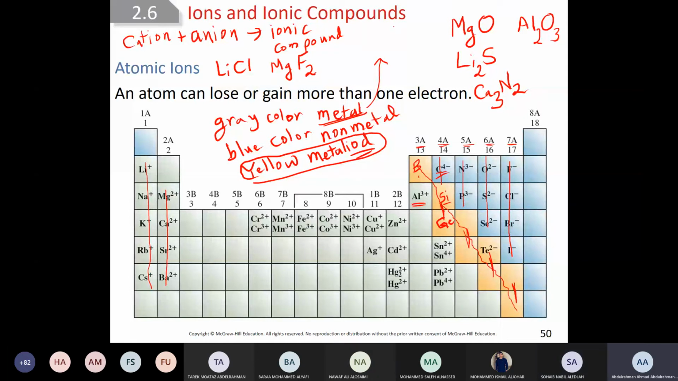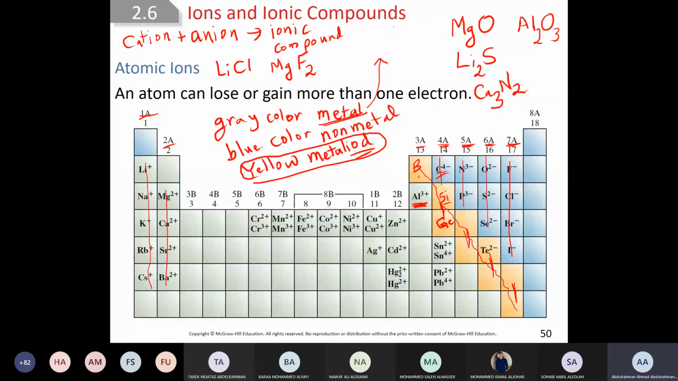Don't give me an exam on the charges. You have to memorize all these charges. Keep it in your mind. Don't forget. Group 1A is +1. How about 2A? +2. Aluminum, +3. How about group 7A? -1. Group 6A, -2. Group 5A, -3. Group 4A, -4. Is this clear?